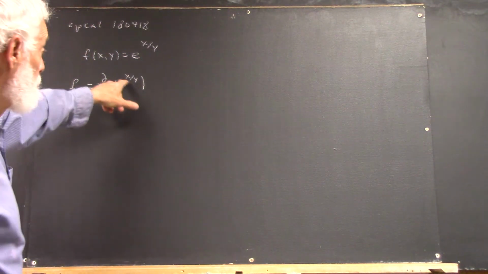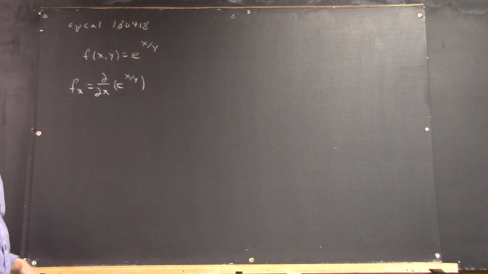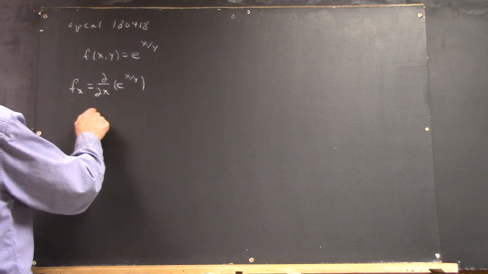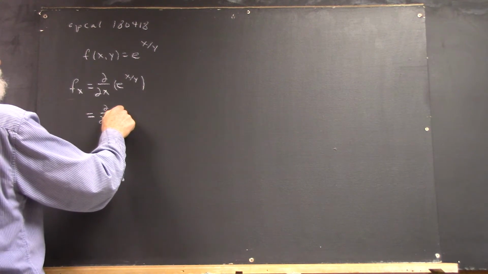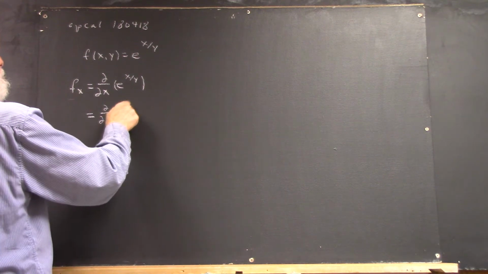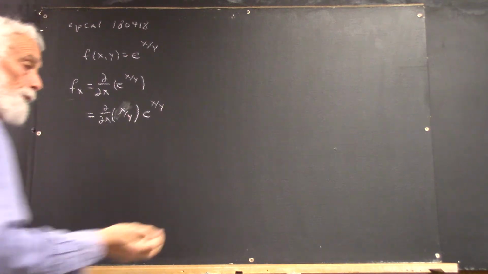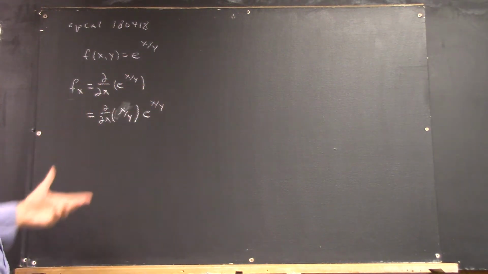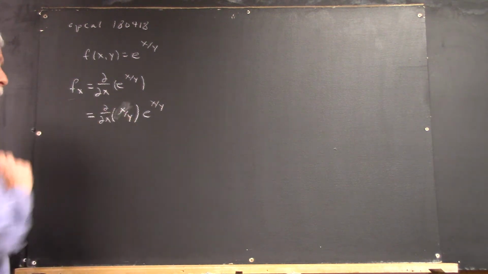Well, this is just another multiple of x, just like 5x, but it's 1 over y times x, right? Does this make sense? So it's a derivative of this times e to the x over y. Okay. And I think you understand why that is. What's a partial with respect to x of x over y?